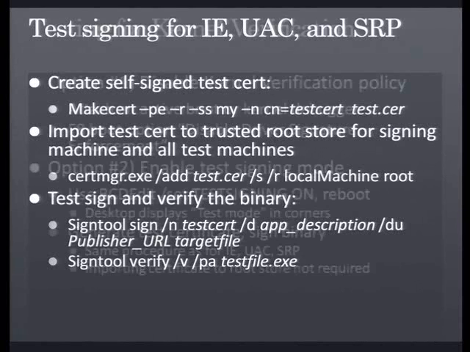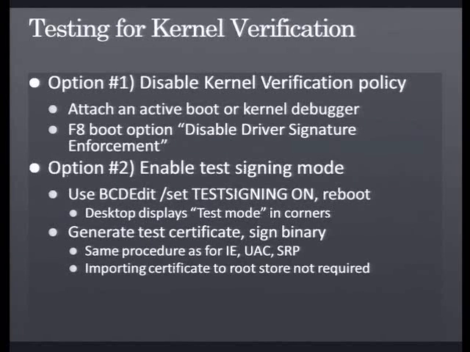Testing for kernel verification is a little different. You have two options. The first option is best during early development. You can disable the verification policy by attaching an active boot or kernel mode debugger to the machine. Or you can select F8 during the boot sequence in order to disable driver signature enforcement. This allows you to load unsigned drivers into the kernel, and you don't have to test sign for your intermediate pre-release builds. However, the F8 boot option only lasts for one reboot cycle.